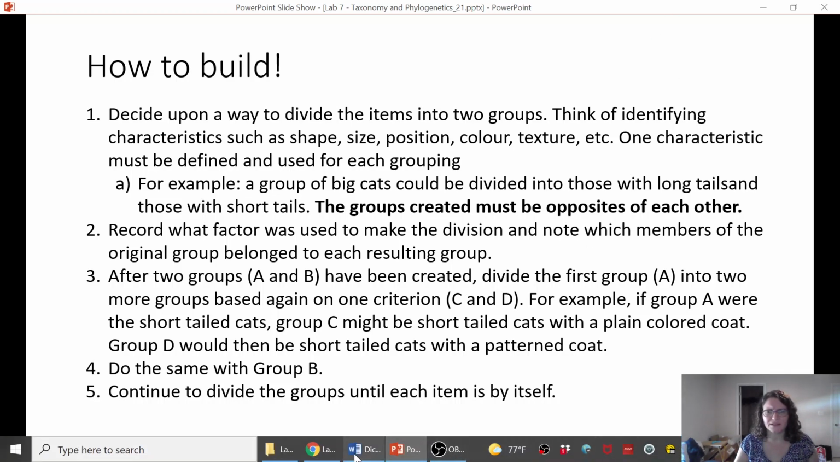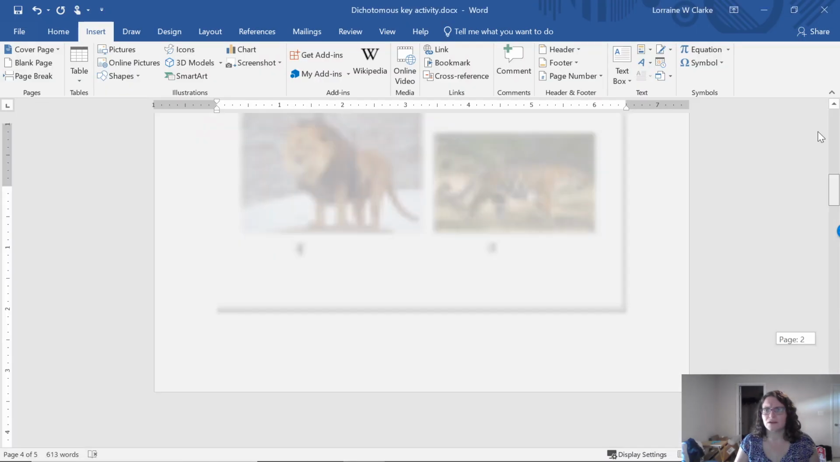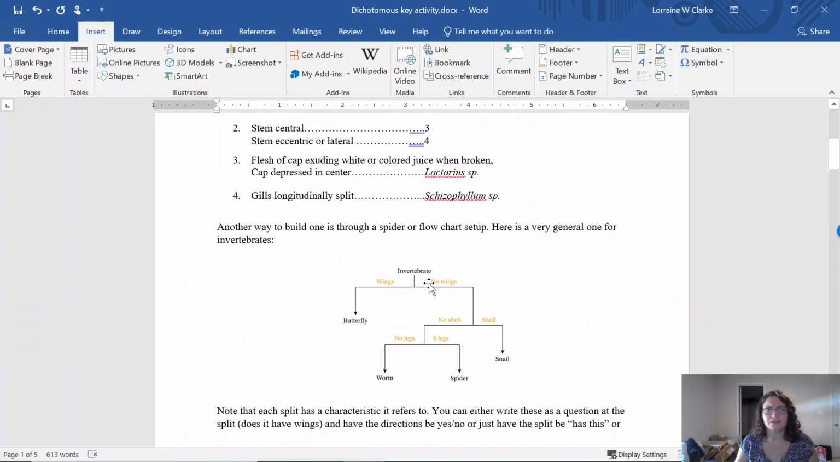Let's show you the activity, okay? This is all linked up there, okay? Taxonomic key shows you some ways, okay? Here's this very basic spider chart that shows you. This one, instead of having a question, this is wings, and then a branch out like a spider. This one has more of a flowchart style, but it's the same idea, okay? This is a spider flowchart setup.